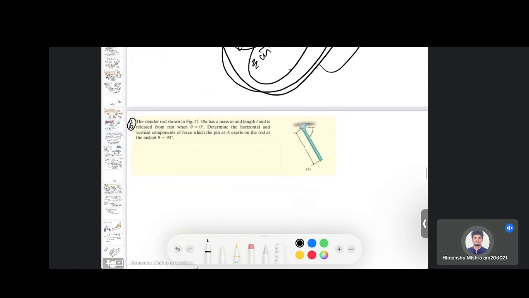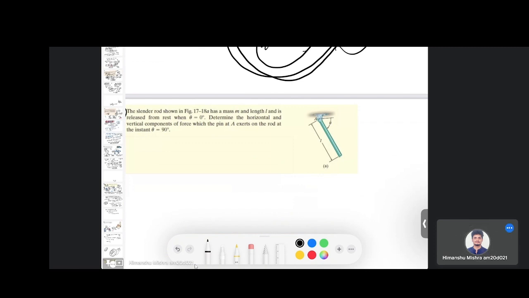So the question is, the cylinder rod shown in figure has a mass m and length L and is released from rest when theta equals 0. Determine the horizontal and vertical component of force which the pin at A exerts on the rod at the instant theta equals 90 degrees. So you can see that initially the rod is at theta equals 0, and we need to find the force on the rod at point A when theta is 90. So this is my final state, and the initial state is 0.